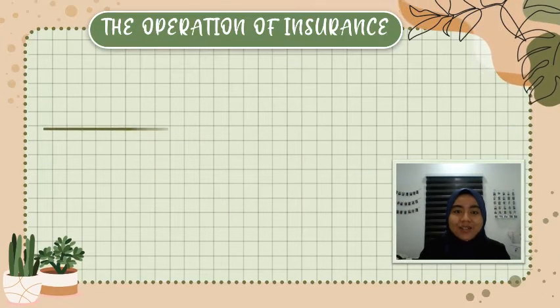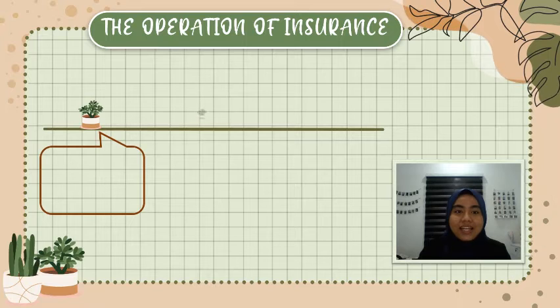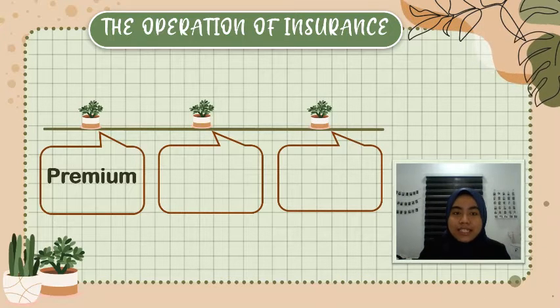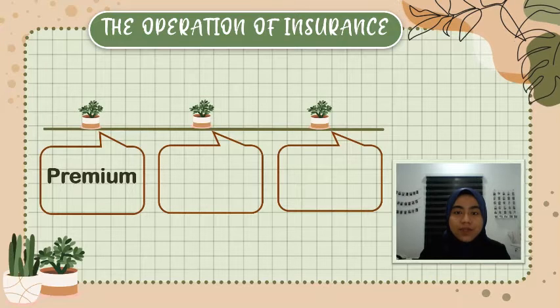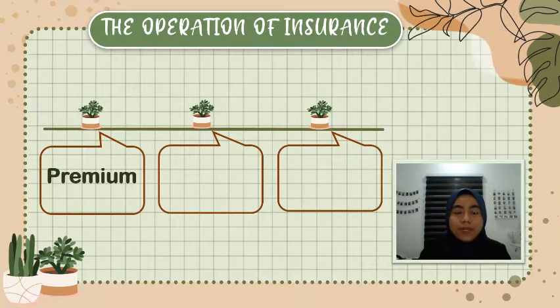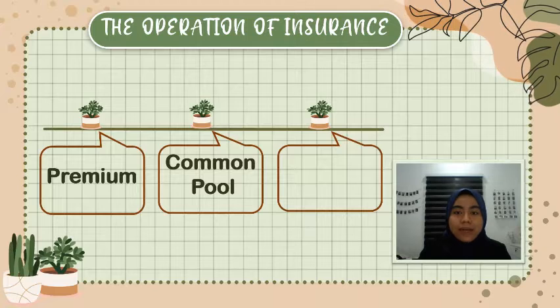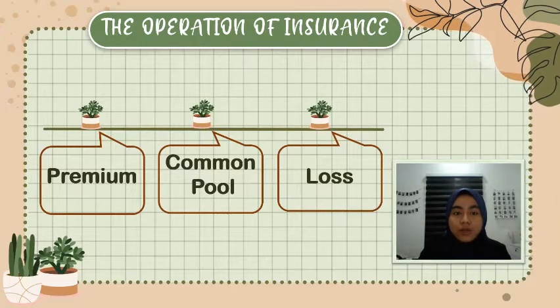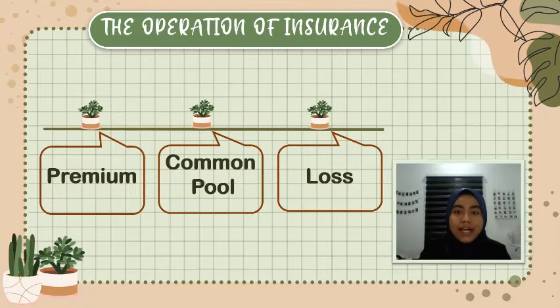Next, let's take a look at how insurance works. Insurers collect premiums from a group of people in similar circumstances, not all of whom will suffer losses in any one year. These premiums are then pooled together, used by the insurer to pay losses. Losses are thus shared out among all the policyholders rather than borne solely by the unlucky few.